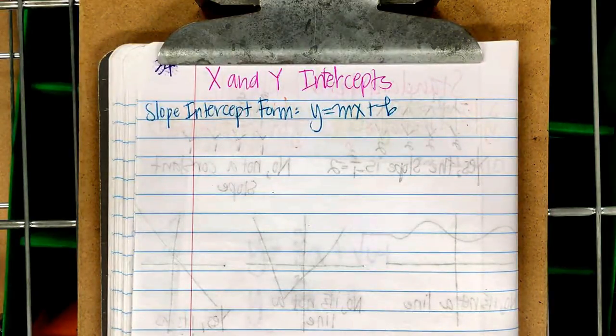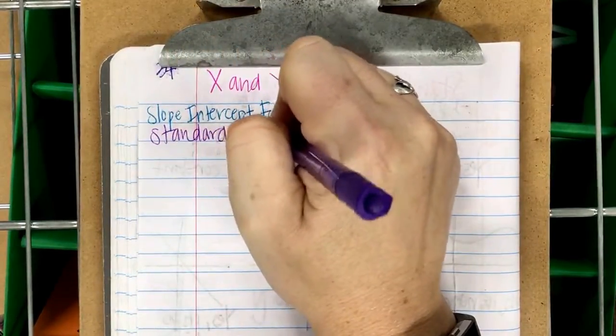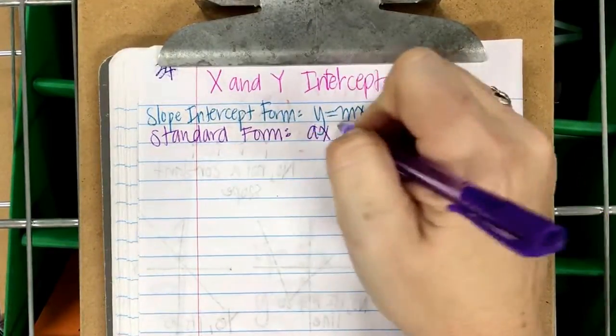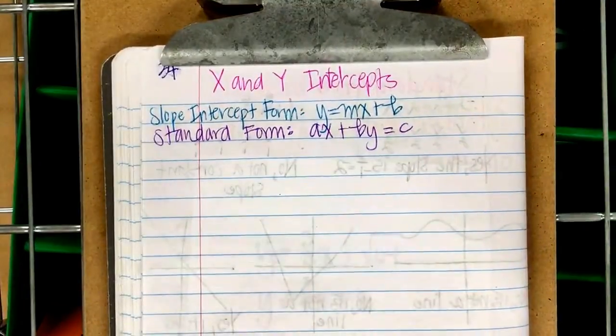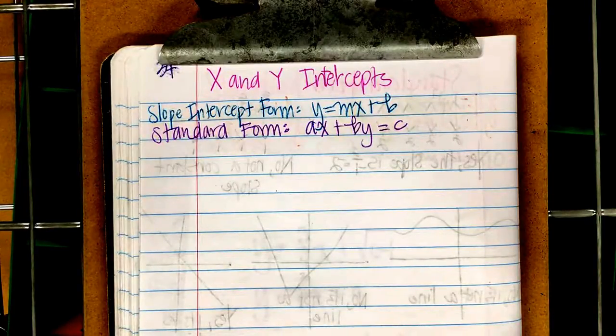Then last week we also learned about this thing called standard form. And standard form was ax plus by equals c, where x and y are on the same side of the equal sign. However, the problem with standard form is that up until now, we don't know how to graph it. So there are two ways of graphing something in standard form. We can solve for y, meaning get y alone, which is totally doable. Or we can use this idea of x and y intercepts.